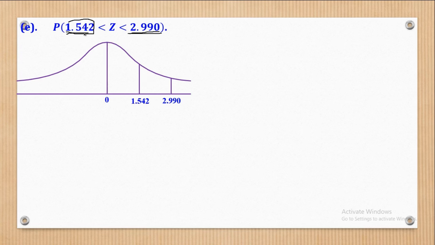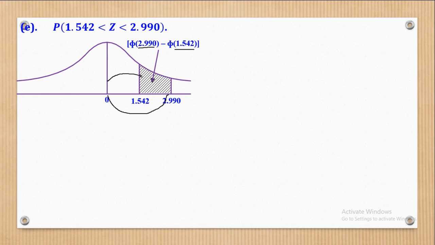Now the shading they want is from this up to this, so we are going to shade the whole of this area. Okay, so like we said that phi denotes probability from 0, phi of 2.990 is the whole of this from here up to here, and phi of 1.542 is from here up to here. Now if I want to get this balance, it means that I have to subtract phi of 1.542 from phi of 2.990. That is why here you see that the shaded area is equal to phi of 2.990 minus phi of 1.542. So all these steps we are taking are very vital, so you ought to be following.